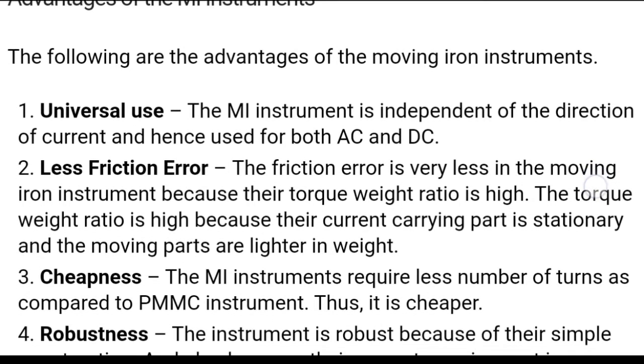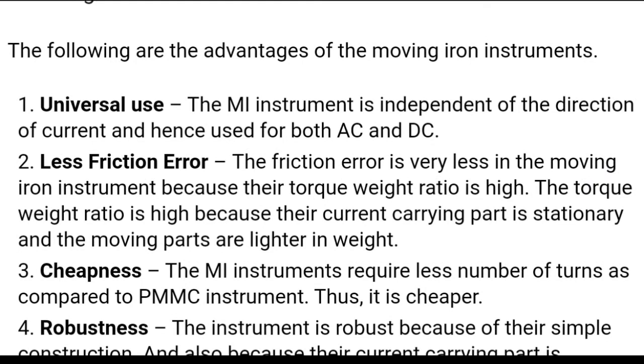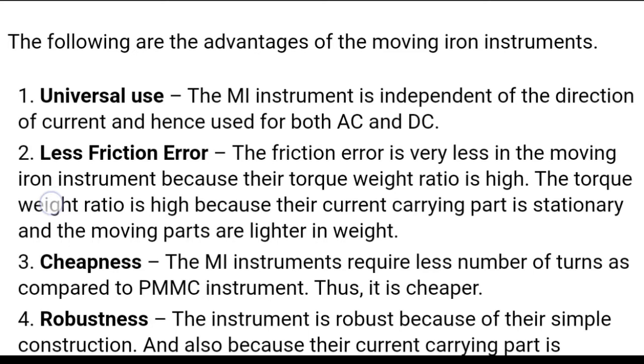The friction errors are very less, that is another advantage. The friction errors are very less in the moving iron instrument because their torque to weight ratio is high. The torque to weight ratio is high because their current carrying part is stationary and the moving parts are lighter in weight. That is the reason for less friction error. Current carrying part is stationary and moving parts are lighter in weight, so less friction errors.